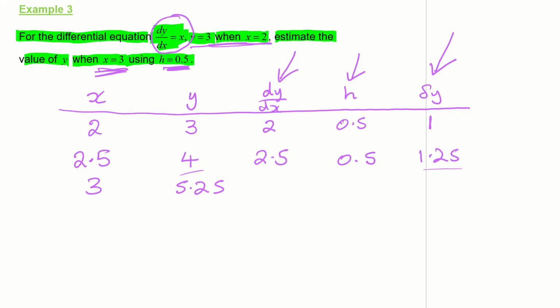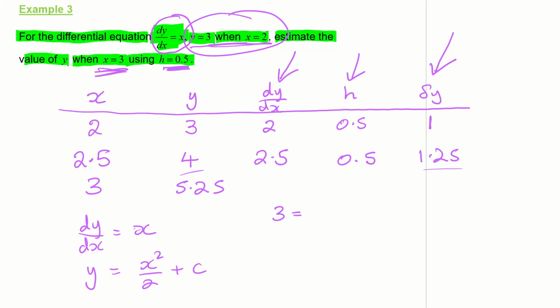Now while we're here, let's look at a couple of things. This is a very easy differential equation to solve. dy/dx is x. Integrate both sides with respect to x, and we get y is x squared on 2 plus a constant. We know that y is 3 when x is 2, so 3 is going to be 2 squared divided by 2 plus c, gives us c is equal to 1. So y is equal to x squared on 2 plus 1.